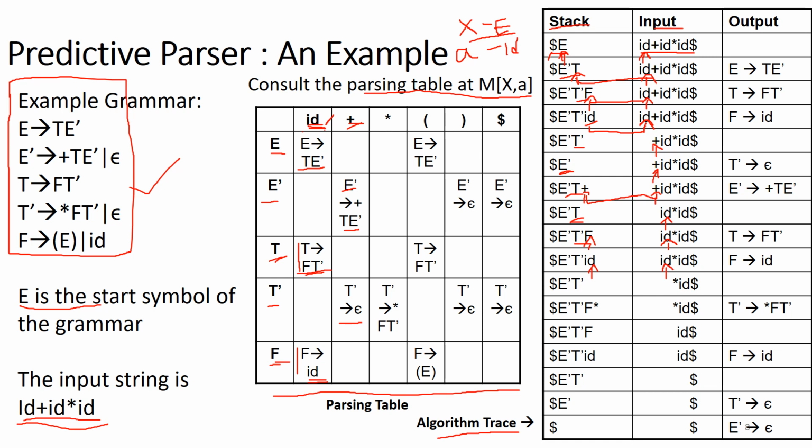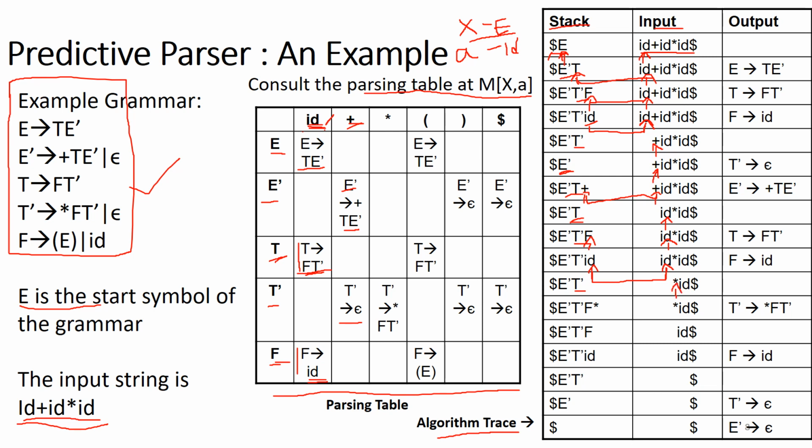Now the parsing procedure compares the top of the stack with the current input symbol and a match is found. Because a match is found, the top of the stack is popped and T dash becomes the top of the stack. And the input pointer is advanced to the next input symbol.